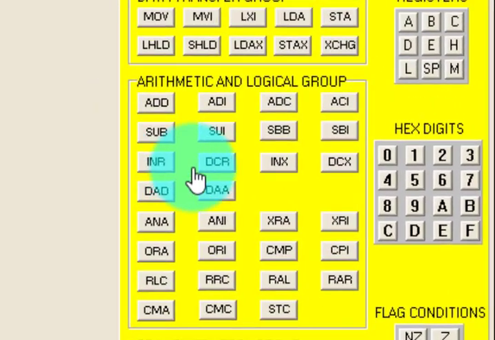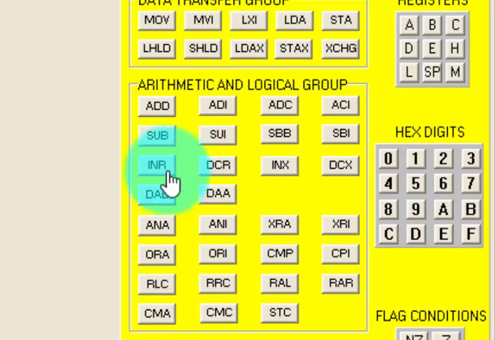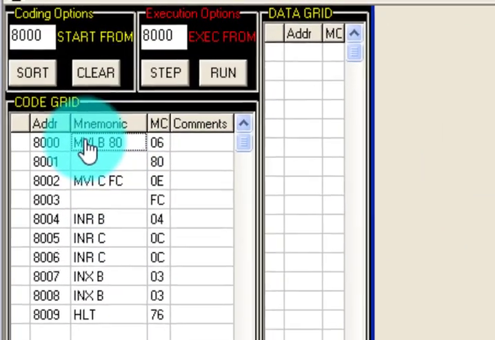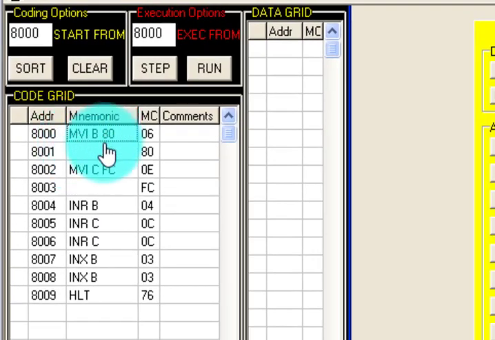Now we come to the second row of the arithmetic instructions. Here we have INR, DCR, INX and DCX. First we will consider INR and INX. This is the code which we have written. First MVI B 80 will store 80 in register B. MVI C FC will store FC in register C. And we have the INR instructions INR B and INR C, so let us execute and I will explain it.